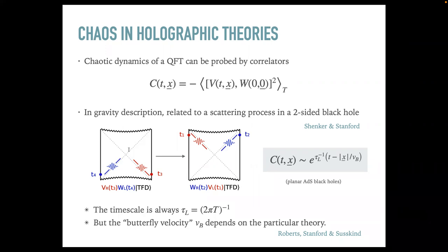So if the theory was not chaotic, what should we see? Well, it may not grow exponentially in time, it may grow like a power law, it may not grow at all. So this correlator does not always grow exponentially. In gravity, it grows exponentially, and it grows exponentially at some universal rate, which depends only on the temperature. But the value of this velocity depends on the particular theory we're talking about.